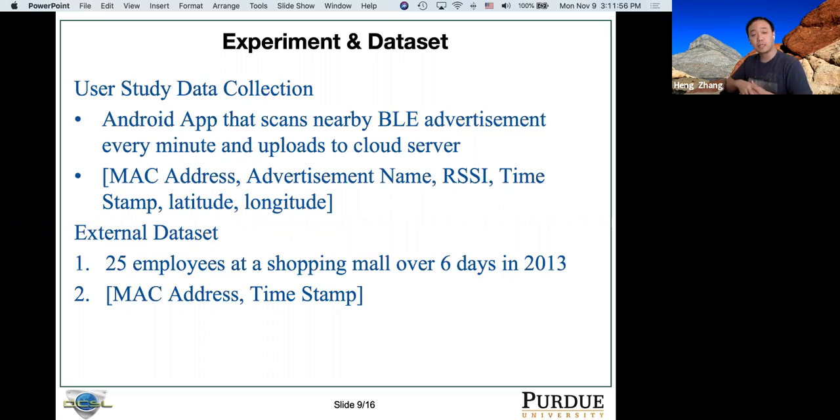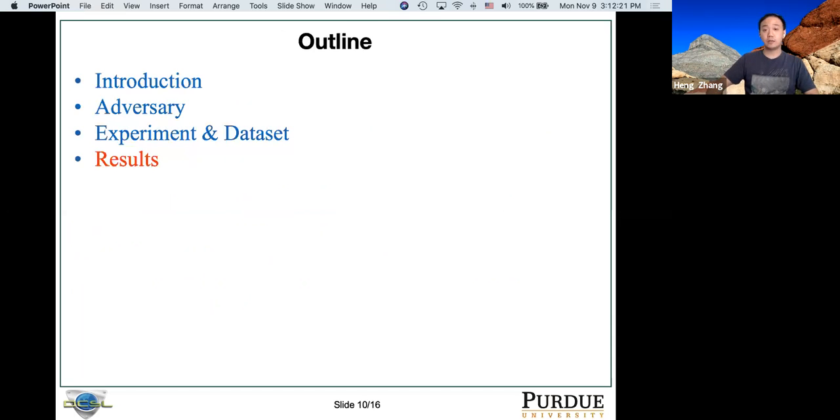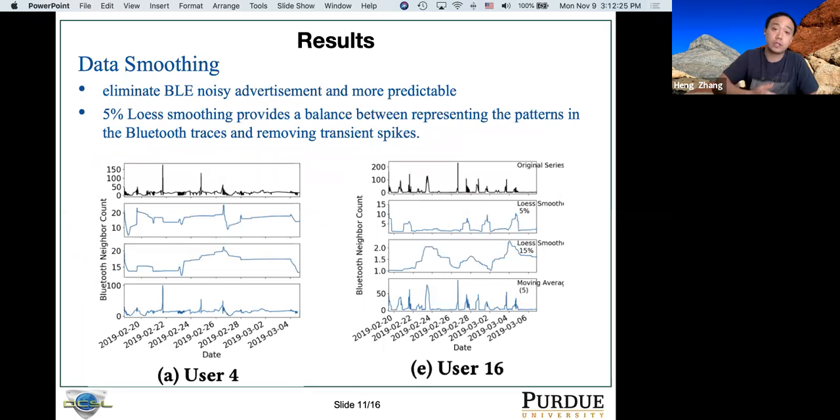For the external data set, we found it on a public website, and the link is also in the paper. They have 25 employees at a shopping mall over 6 days. 5 employees just scan the neighboring BLE signals, which includes the MAC address of the BLE device as well as the timestamp. So we're going to show some results, and I think they're very interesting.